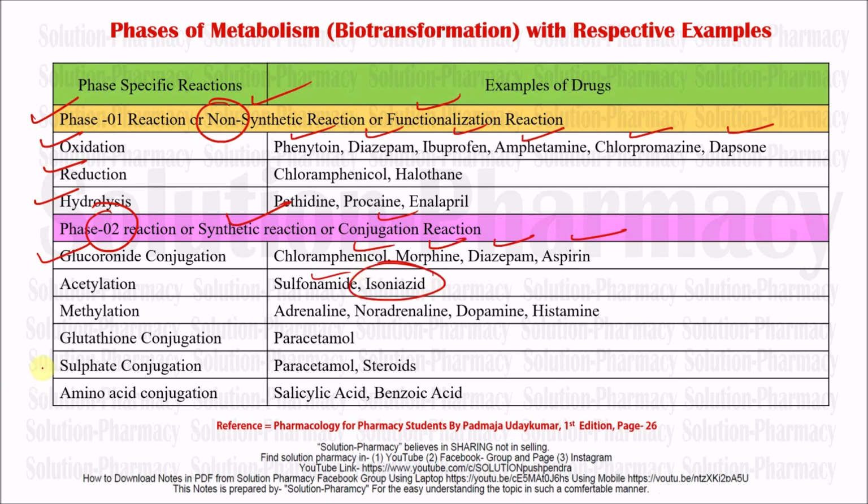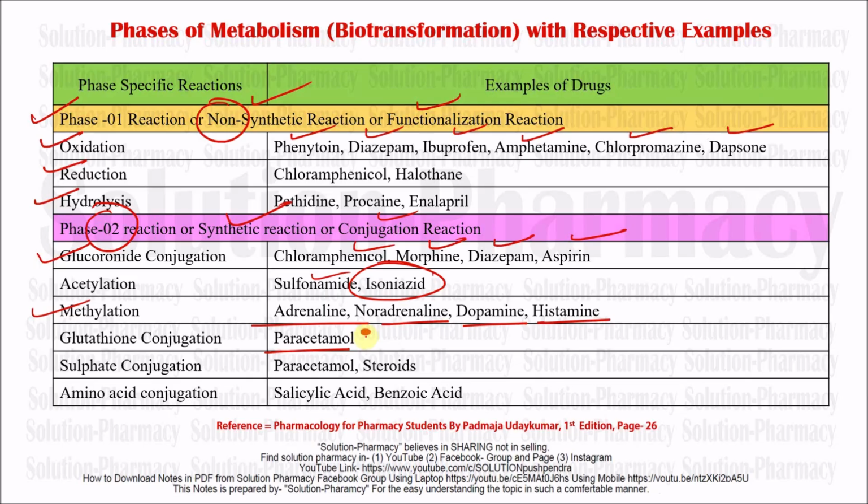The next one, methylation. Always remember these are the addition of the respective group. Acetylation, addition of an acetyl group. Methylation, addition of a methyl group. So under methylation, examples are adrenaline, noradrenaline, dopamine and histamine. The next one is glutathione conjugation. This is paracetamol. This question has been asked in a pharmacist examination, so if you are preparing for that examination, you should keep this in mind.